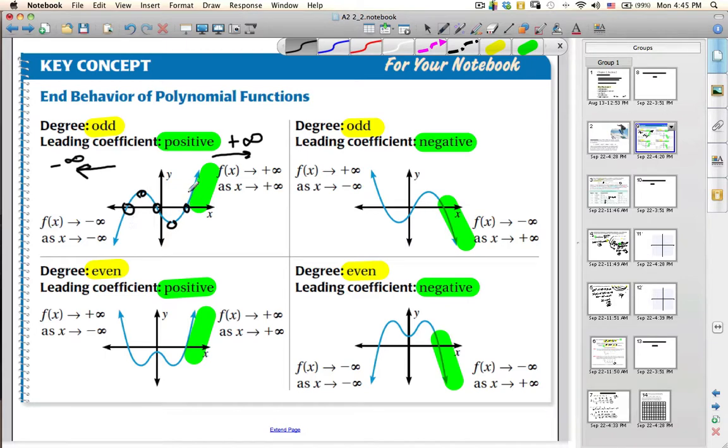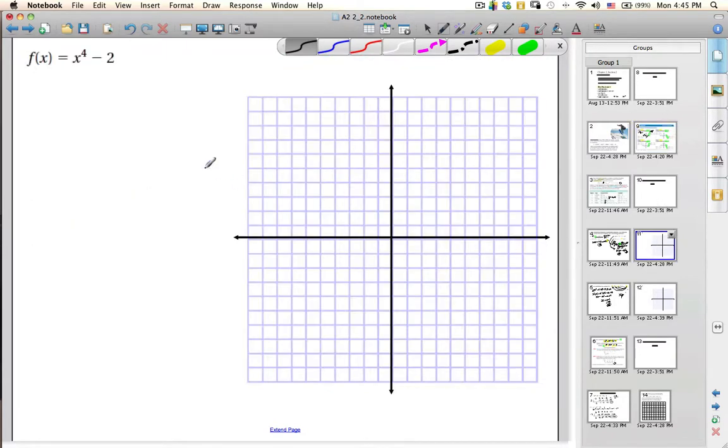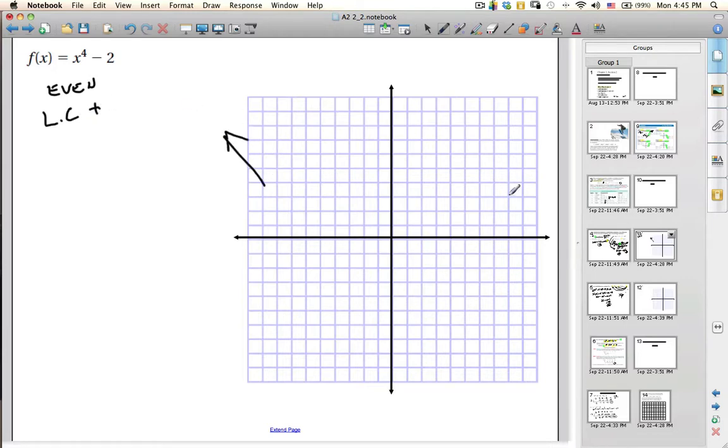But for right now, I'm just going to do an input-output table, and I'm going to use what I know about end behavior. So I know that this is even, so I know that the ends do the same things, and my leading coefficient is positive. So even, and the leading coefficient is positive. That means that this end goes up and that end goes up.